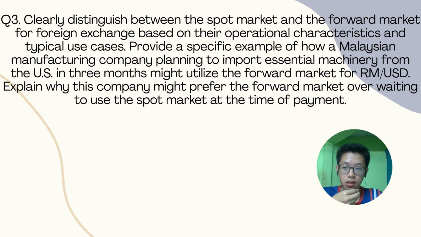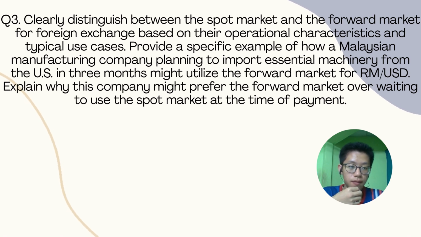The spot market I get from chapter 2, and the explanation is: the spot market is where currencies are traded for immediate delivery, within today, and the forward market allows parties to lock in an exchange rate for a future transaction, reducing uncertainty.